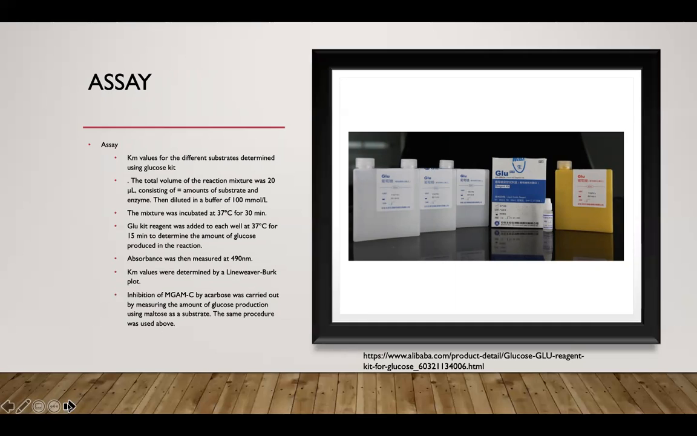They then used what's called a glue kit, which is pictured to the right, and it was added to each well, and this helped them to determine the amount of glucose produced in the reaction. They then were able to measure the absorbance and compare the results to a standard glucose curve. Finally, they were able to get some of the kinetic data by using a Lineweaver-Burk plot. And the last thing to note is when they did this with the inhibitor present, they measured the amount of glucose production using maltose as the substrate, but they also used the same procedure as above, just with the inhibitor present.